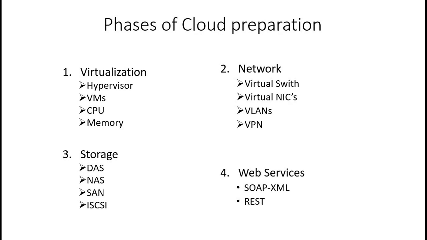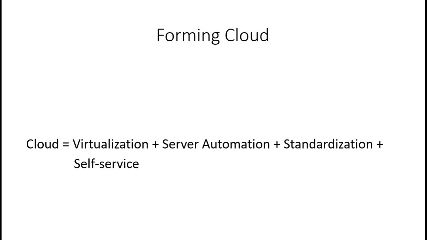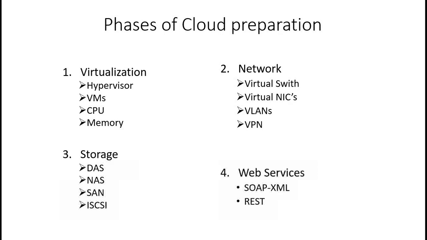Phases of cloud preparation. Now this is in the earlier slide. In this slide, we just found out what we need to do if there is already an on-premises infrastructure that the company is using, and they want to put everything into the cloud. They have to virtualize things, the servers need to be automated, and then the standardized instructions have to be made, and then there is a way to self-service. These four things are required to create a cloud.